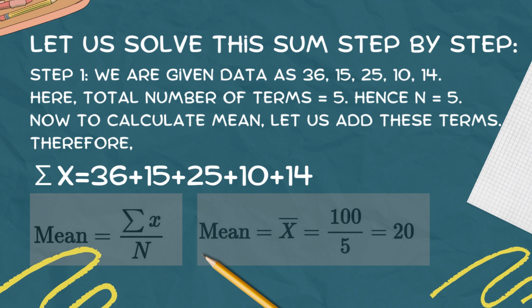Now, to calculate the mean, let us add these terms. Therefore, summation of scores is equal to 36 plus 15 plus 25 plus 10 plus 14 is equal to 100. As we all know, the formula of mean is equal to summation of all scores over n. Therefore, mean is equal to 100 over 5, and the answer is 20. Therefore, the mean is equal to 20.